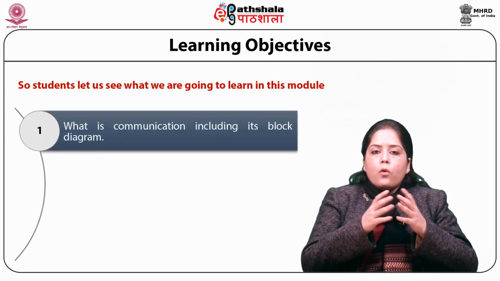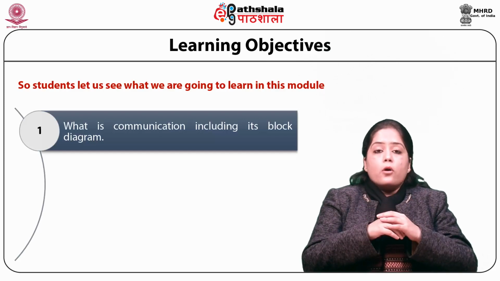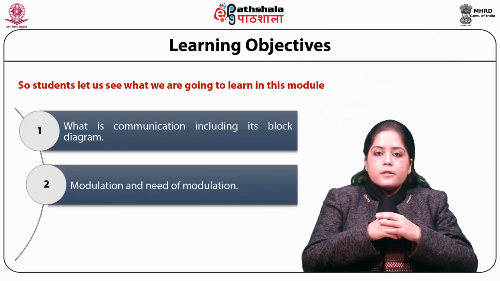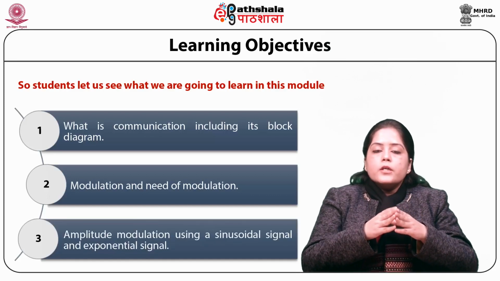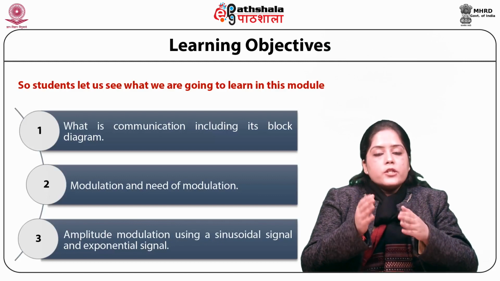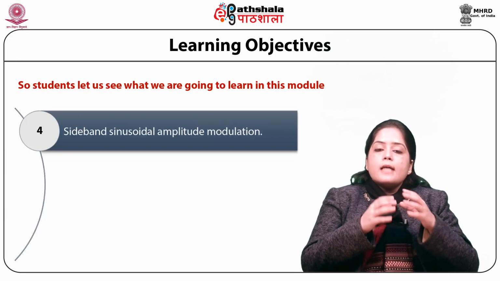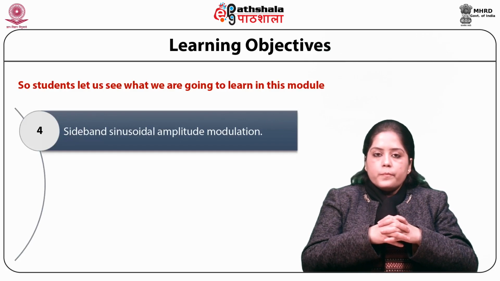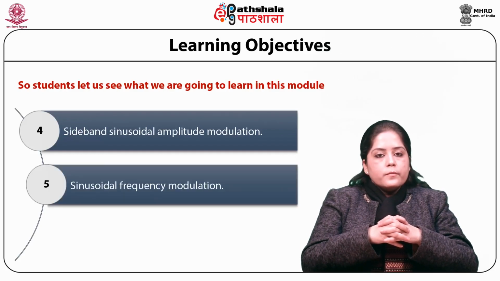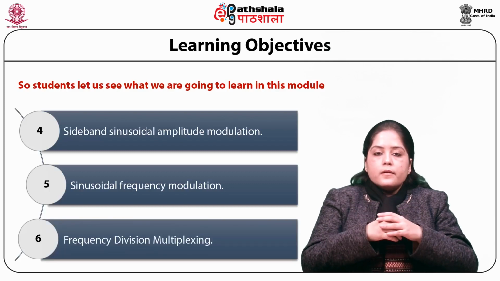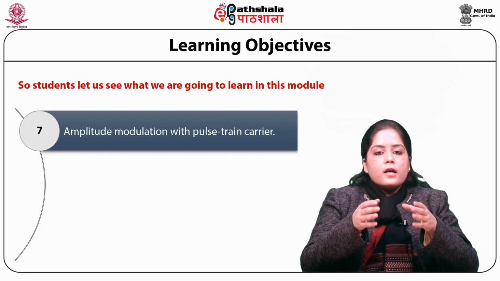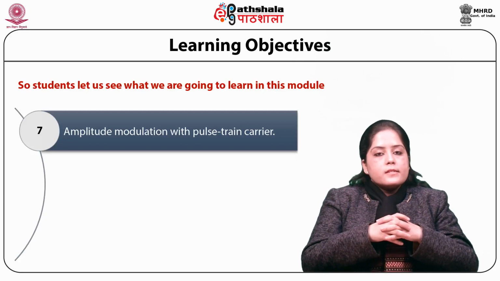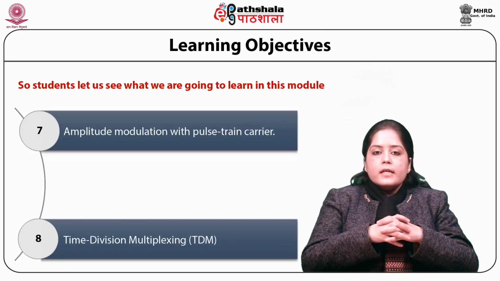First we will discuss what communication is, including its block diagram. Then modulation and the need for modulation will be discussed. Amplitude modulation using a sinusoidal signal and an exponential signal will be discussed. Sideband sinusoidal amplitude modulation will also be discussed in this module. Sinusoidal frequency modulation, frequency division multiplexing, and amplitude modulation done using a pulse train carrier wave will also be discussed. And lastly, we will discuss time division multiplexing, TDM.